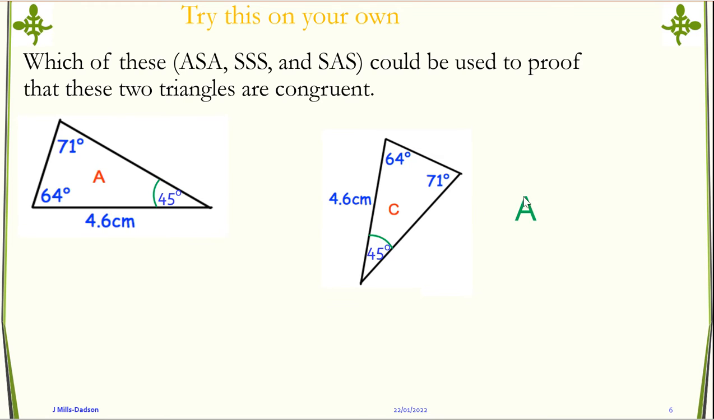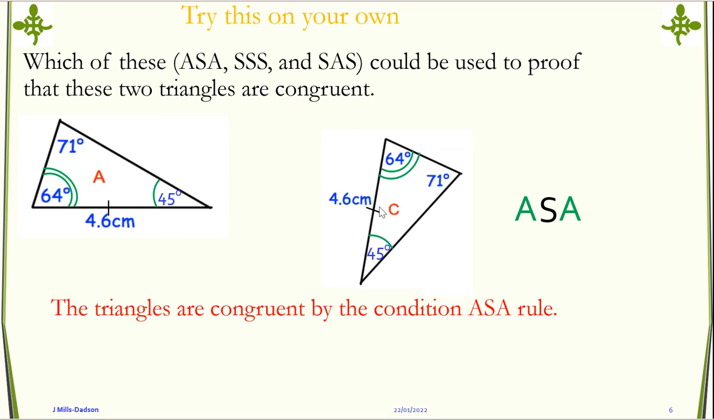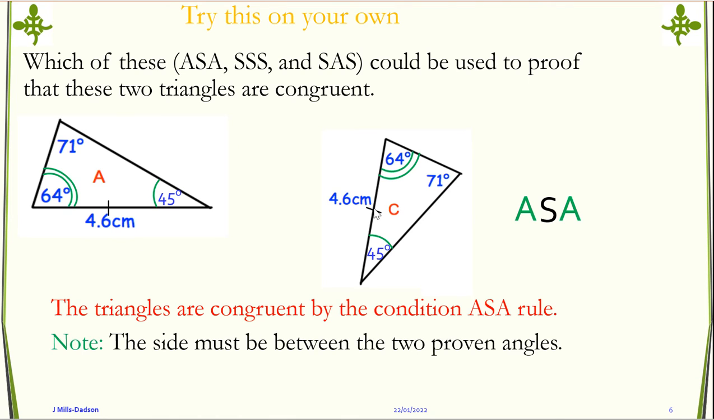45 degrees, so same angle. 4.6 cm is the side. 64 degrees angle. So they could be proven using angle, side, angle. And as usual, remember, the side must be between the two proving angles.